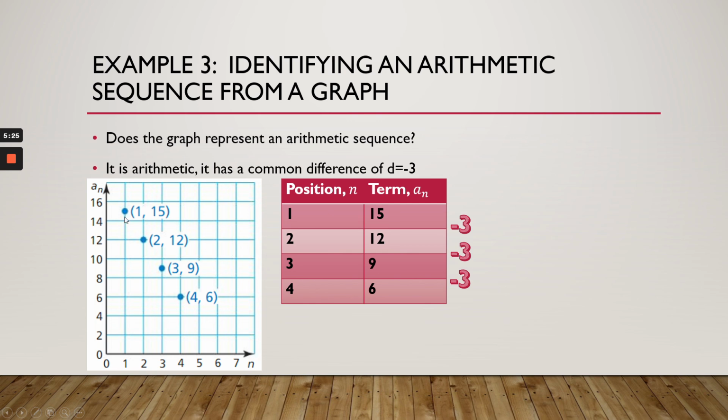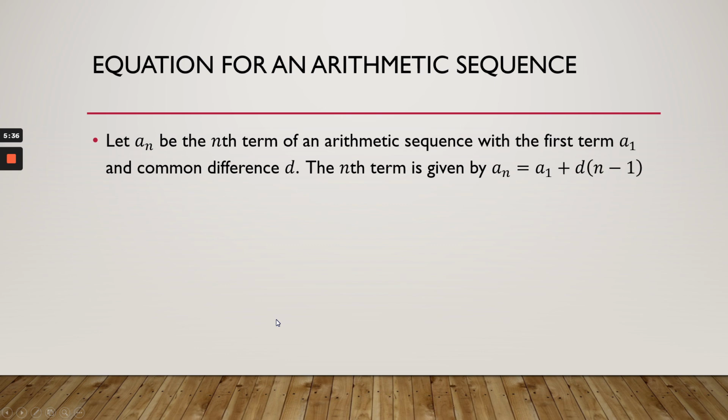We could also see it over here in the graph by the fact that it formed a perfect line. Arithmetic, when graphed, is a line, and that's what we saw.